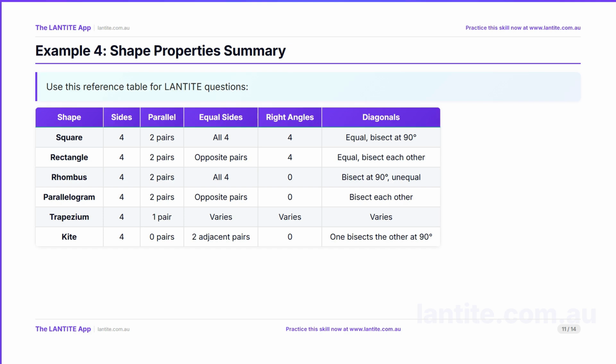Here is a comprehensive reference table of quadrilateral properties. A square has 4 equal sides, 4 right angles, and 2 pairs of parallel sides. A rectangle has opposite sides equal and 4 right angles. A rhombus has 4 equal sides, but no right angles, and its diagonals bisect each other at right angles. A parallelogram has opposite sides and angles equal. A trapezium has 1 pair of parallel sides. And a kite has 2 pairs of adjacent equal sides. The diagonals column is also useful. LANTITE questions sometimes ask about diagonal properties.